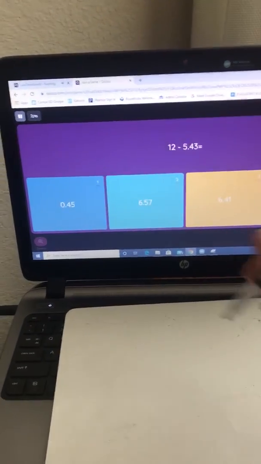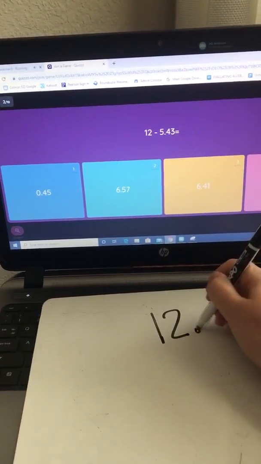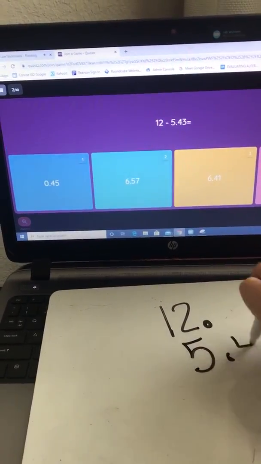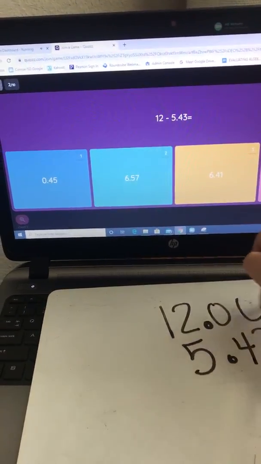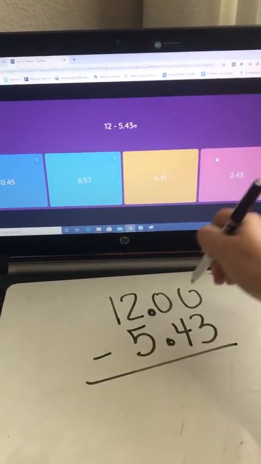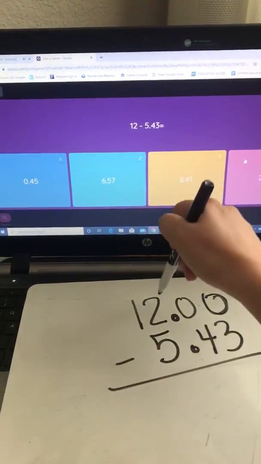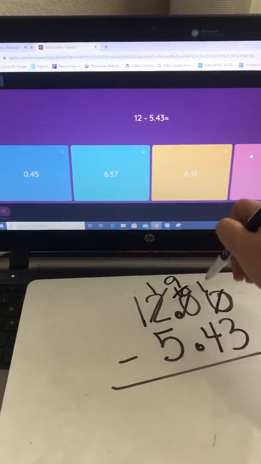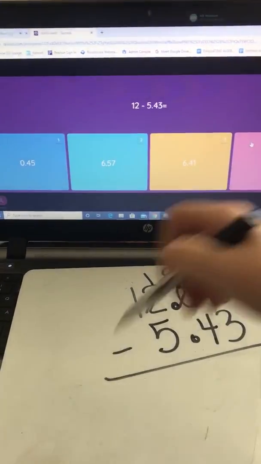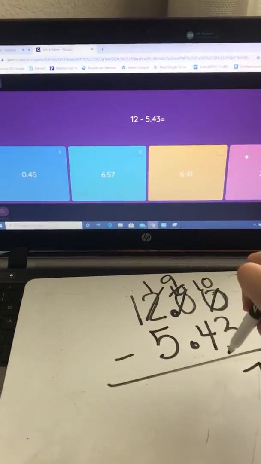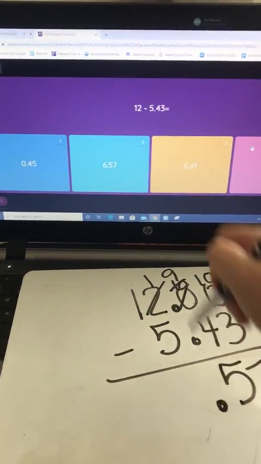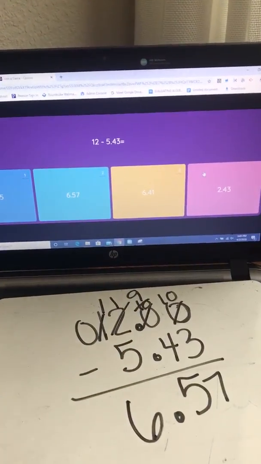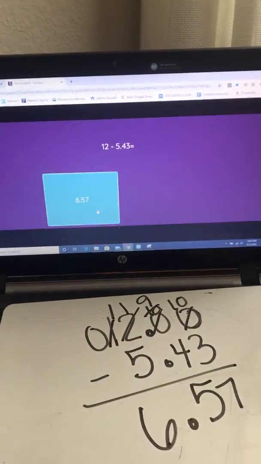Number 2, we're going to subtract 12, and don't forget that all whole numbers do have a decimal behind them. I'm going to line that up with 5 and 43/100ths. I'm going to add zeros as placeholders as well for subtraction. I need to regroup over here in the ones place, in the tenths place, and in the hundredths place. Now I can subtract. 10 minus 3 is 7, 9 minus 4 is 5, bring down my decimal. I'm going to regroup one more time, and 11 minus 5 is 6 for 6 and 57/100ths.